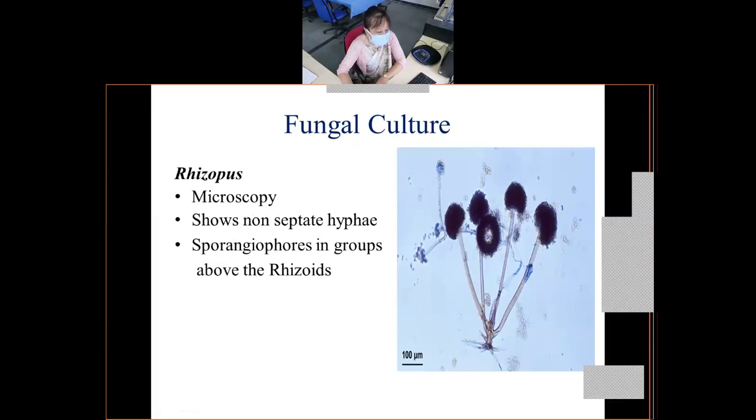This is Rhizopus. Again, here you can see it shows non-septate hyphae, and you can see the sporangiospores in groups. You can see they are all in groups, and you can have something which you call rhizoids. Rhizoids are basically the roots. This you will not see in the case of Mucor. So Rhizopus you can differentiate by looking at this morphology and looking for the presence of the rhizoids.